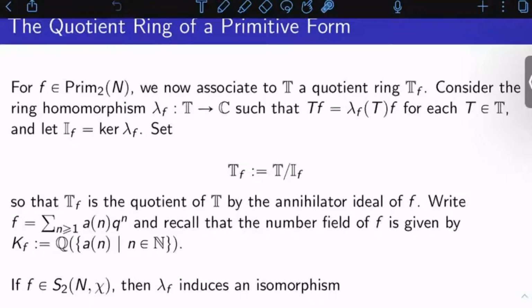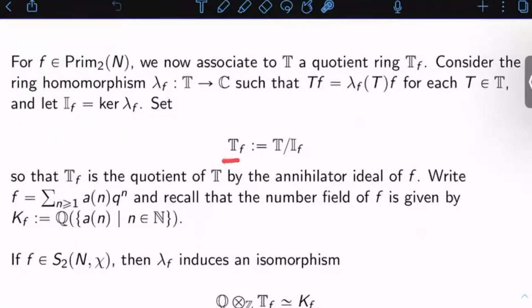And what we'll do is set I_f to be equal to the kernel of this map. Okay, and then the quotient ring attached to the primitive form f will be called T_f, and it will just be T mod I_f. So it's just the quotient of T by the annihilator ideal of f, basically.